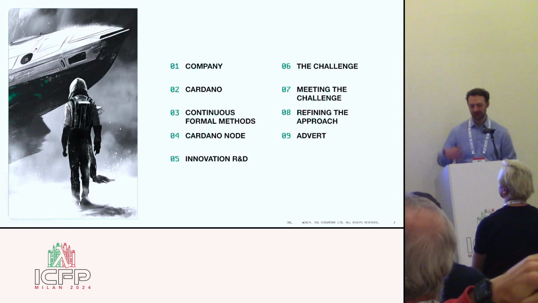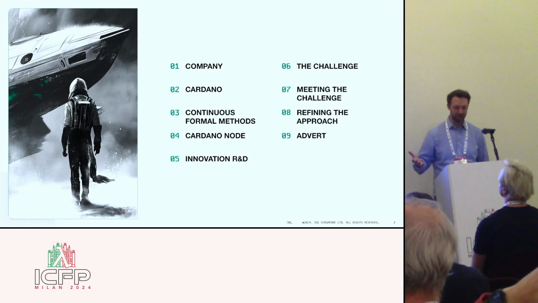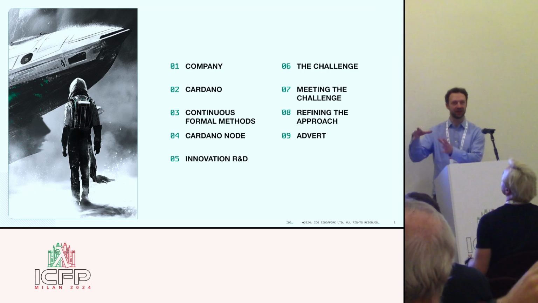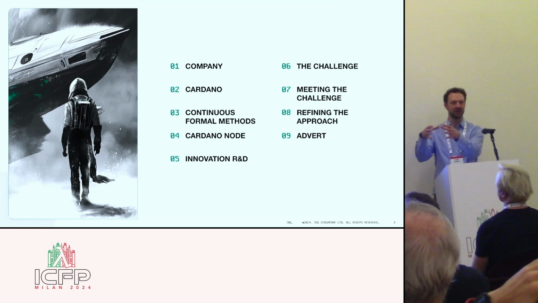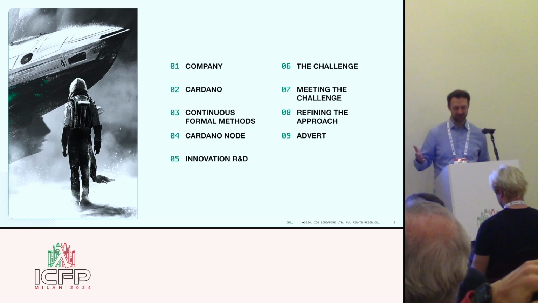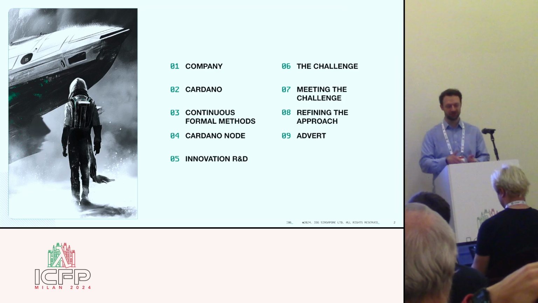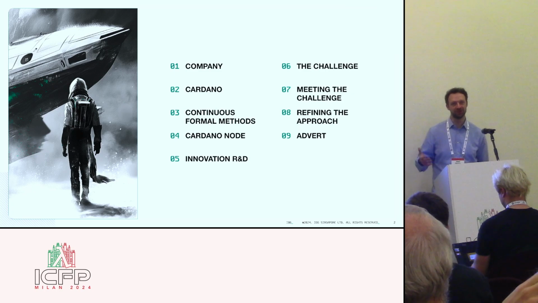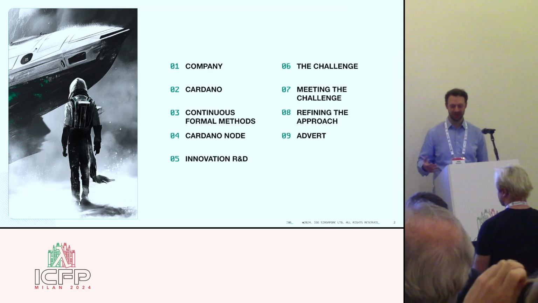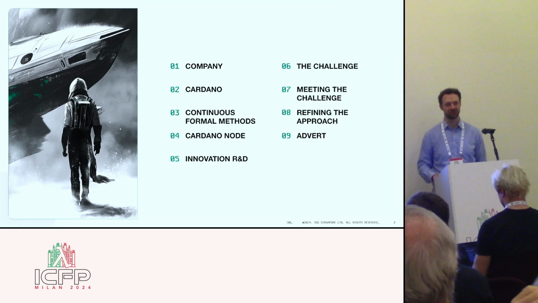Just to give some context, I'm going to say a little bit about the company, about Cardano, our approach, the continuous formal methods approach, and about how we've applied it to the Cardano node. That's the software that people are running on the internet to support the network. I'm going to give some case studies there, and also how we apply it in innovation R&D, so bridging the gap between research and development. And then, as this is an experience report, I'm going to reflect a bit on the challenges we face, and how we meet those challenges, and also how we've refined our approach. And then at the end, I would like to advertise a couple of things.